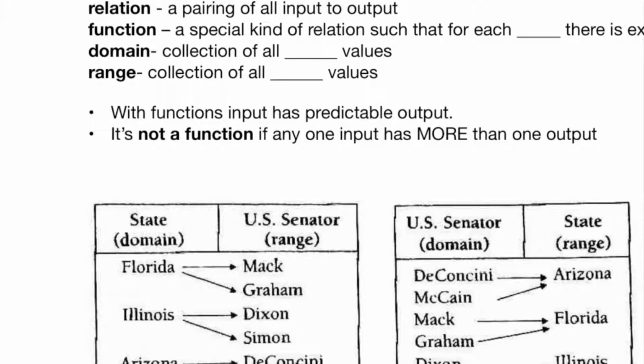So I can't say it enough. With functions, input has predictable output. It's not a function if any one input has more than one output, as I've said right here. Check it out. Here's how your book describes it.